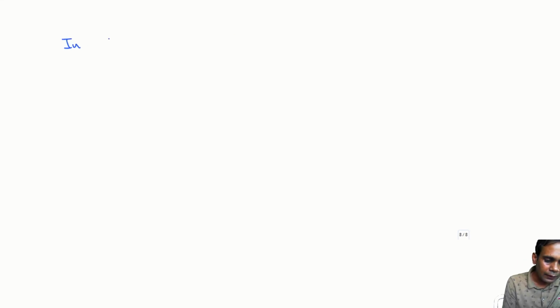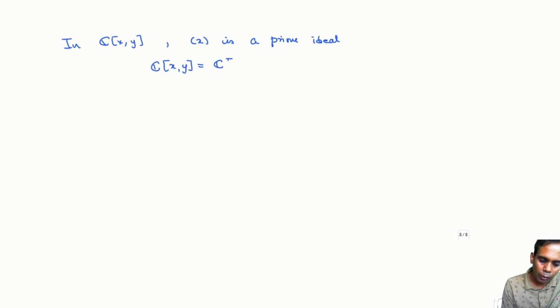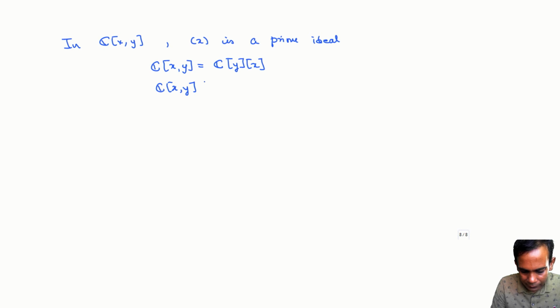Okay, but in C[x, y], you just take the ideal generated by x. This is a prime ideal. Why is that? Well, remember, C[x, y] can be thought of as polynomials in y and then in x. So polynomials in the variable x whose coefficients are polynomials in y. And then if you take C[x, y] mod x, this is the same as taking C[y][x] mod x, but this is just isomorphic to polynomials in y.